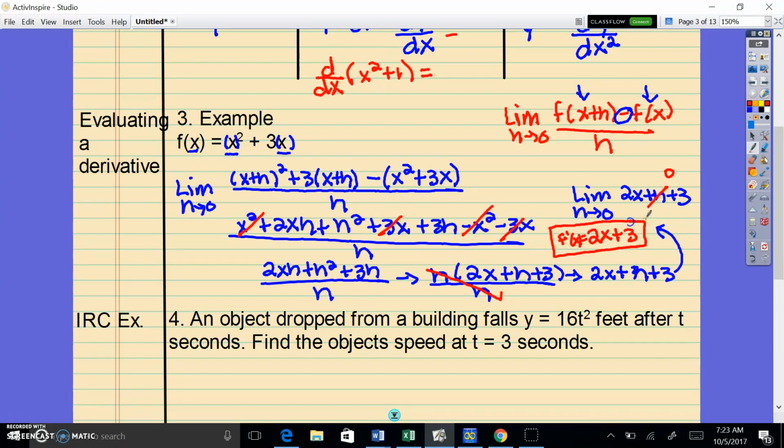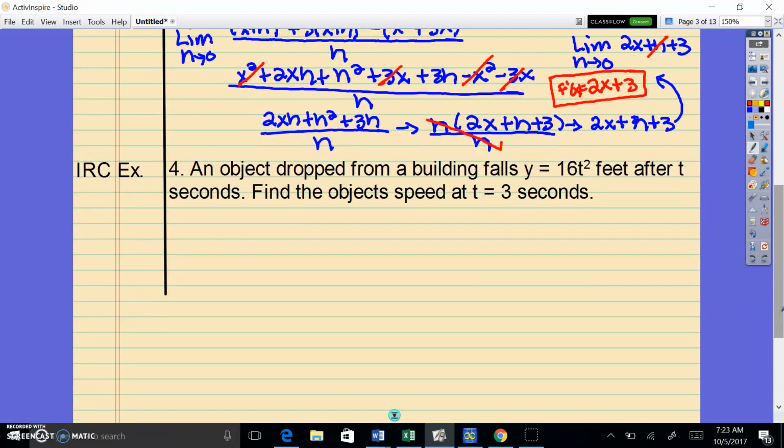Okay? So the next question, and you're going to be practicing this a little bit more, but this is basically how it works. You plug in your x plus h, and then you have to find a way to simplify. So now we're going to move on to the next example. An object dropped from a building falls y equals 16t squared feet after t seconds. Find the object's speed at t equals 3 seconds.